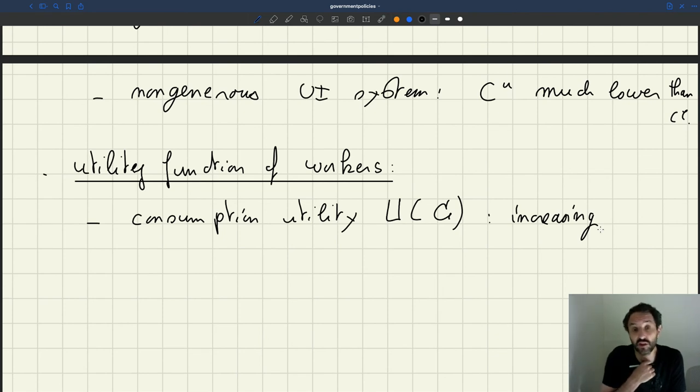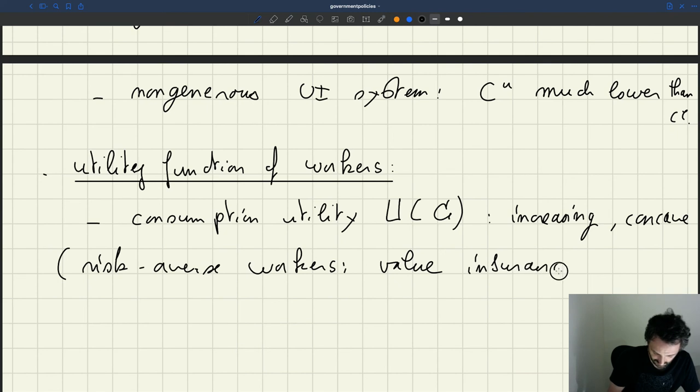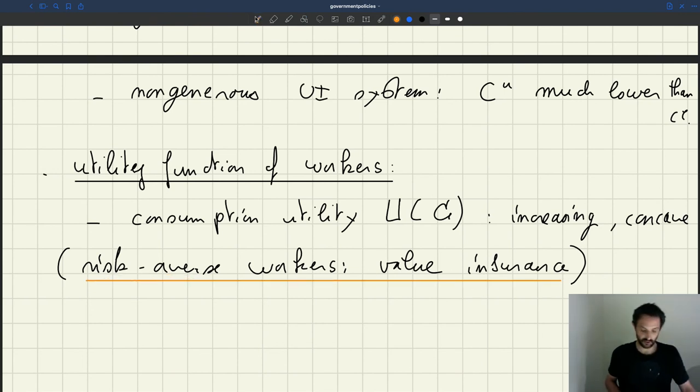are going to be risk averse, which is key here, because if people were risk neutral, then there would be no need to introduce any unemployment insurance. People wouldn't need to have any insurance, as we know. People want insurance only when they are averse to risk. And the risk aversion comes from the concavity of the utility function. If the utility function was linear, workers wouldn't be risk averse, and then there would be no need to introduce any insurance scheme here.